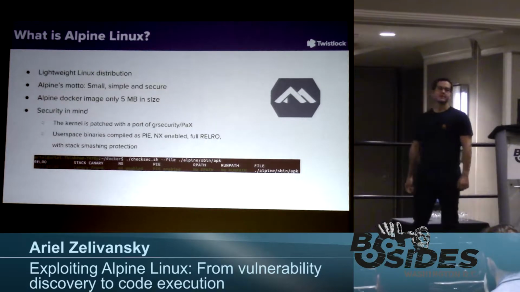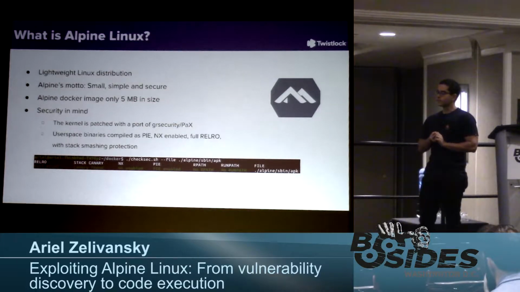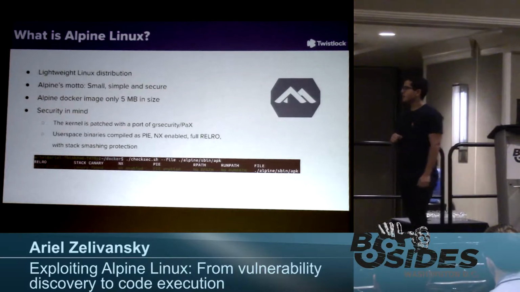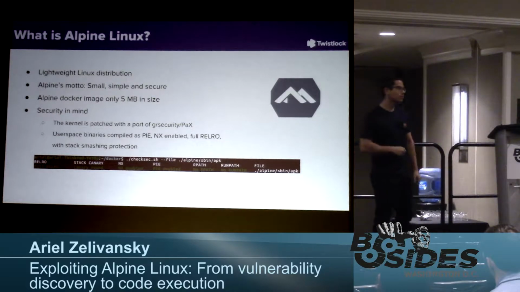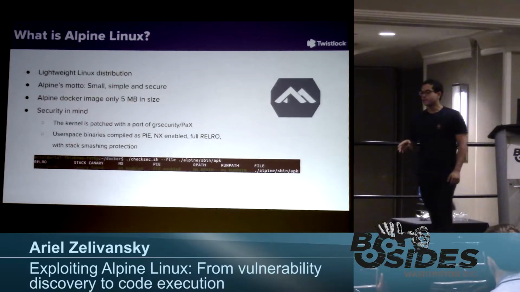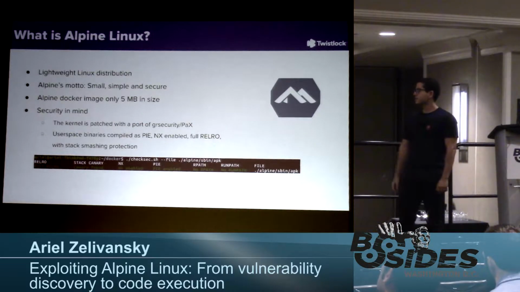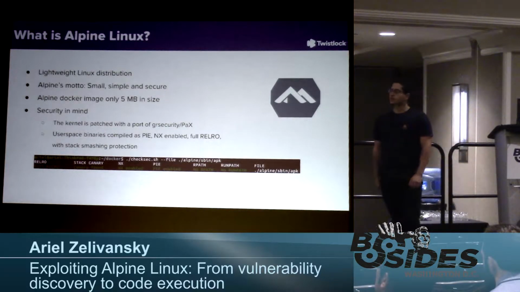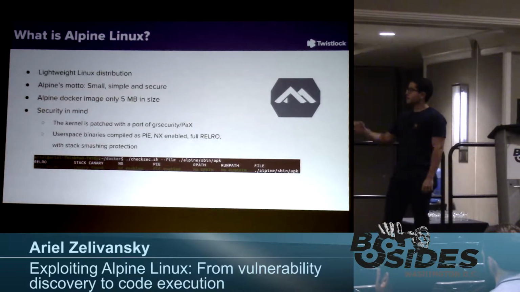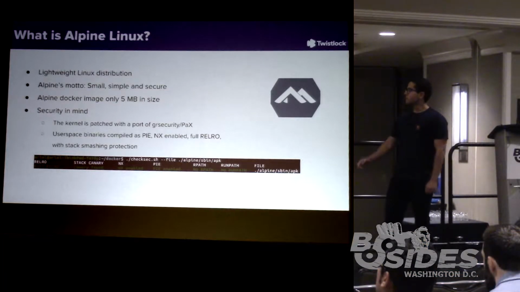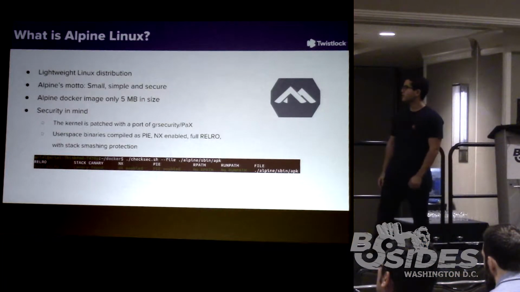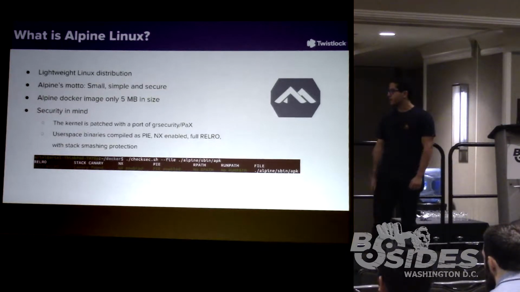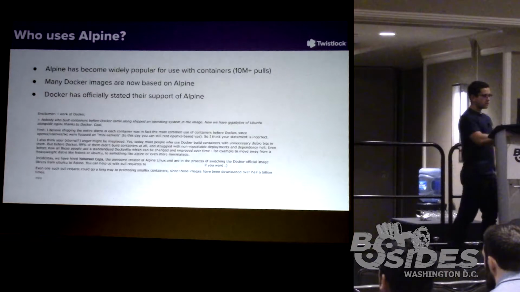So, Alpine, in essence, is a very small distro that's used mostly in containers, but for embedded things too. The motto is being small, secure, and very simple. And they actually live up to that. The image itself is about 5 megabytes in size. They put a lot of effort into security. They patch the kernel with grsecurity and PaX. That's a bit less relevant with containers, but it's good to have. All user space binaries are compiled with PIE, no execute, full RELRO, stack smashing protection, that's like a stack canary, and all these kinds of things. These are all the features you could put on at compilation time to protect your binaries. So that's pretty useful.